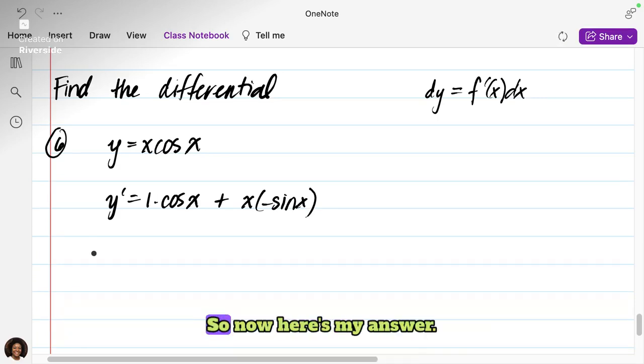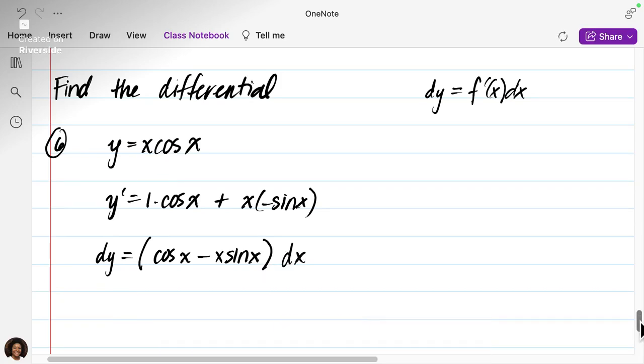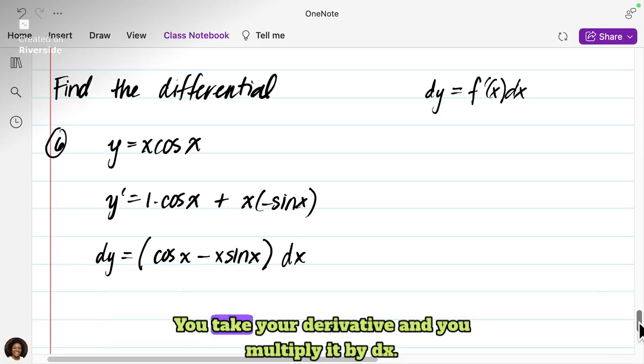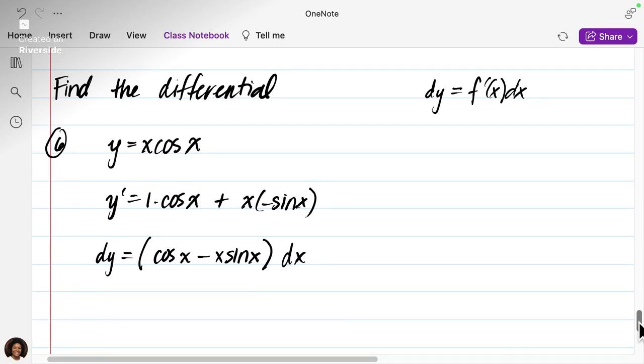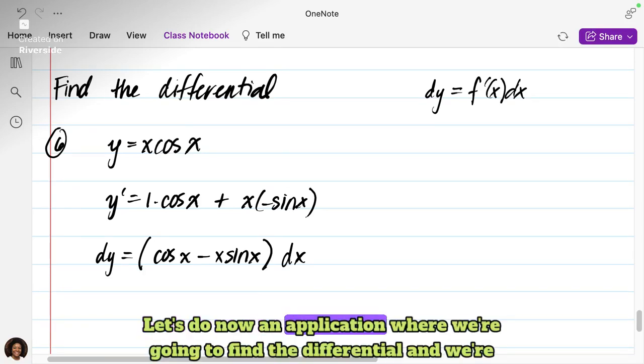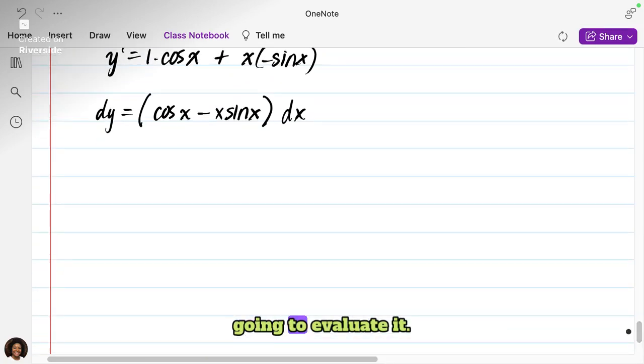All right, so now here's my answer. Dy will equal parentheses cosine of x minus x sine of x close parentheses times dx. That's what you do. You take your derivative and you multiply it by dx. The reason I need parentheses is because I need to multiply the entire function by dx. Right, let's do now an application where we're going to find the differential and we're going to evaluate it.